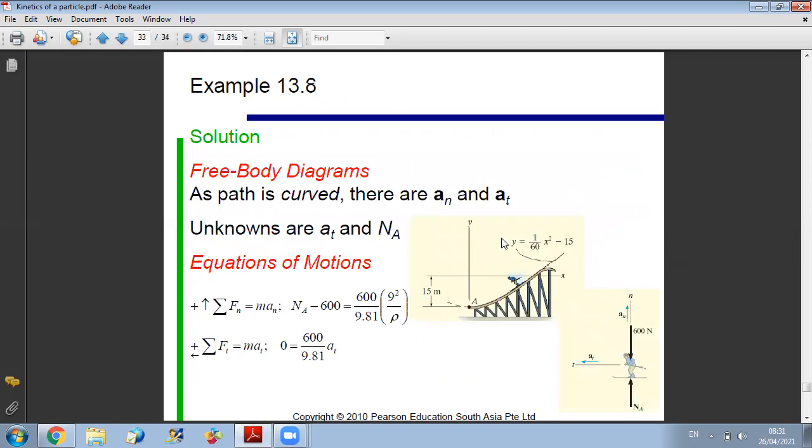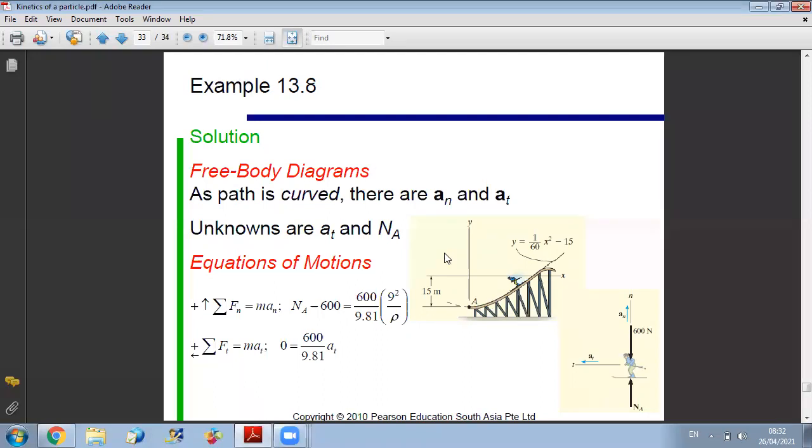In this problem, we have a skier moving on a path of equation y equals to 1 over 60 x squared minus 15. And we want to determine what is the normal force at A and what is its acceleration at A. So here, in such a problem, how should we think? It's true that we have y and x. Okay, so if you think to use your equation in rectangular components, you should have additional information because you don't know anything about acceleration. So you have ax and ay, two unknowns.